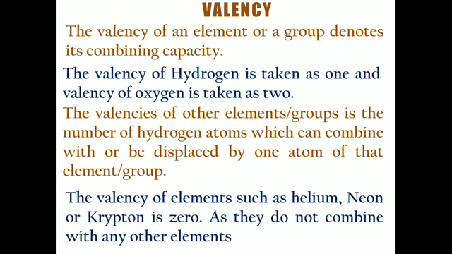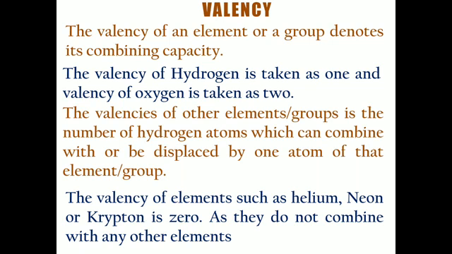Similarly, the valency of some elements like helium, neon and krypton is taken as 0. I have already told you that helium, neon and krypton are stable elements. They are non-reactive, so their valency is 0. They are not going to combine with any other element or atom of any other element. They are already stable, and that is why their combining capacity is 0.